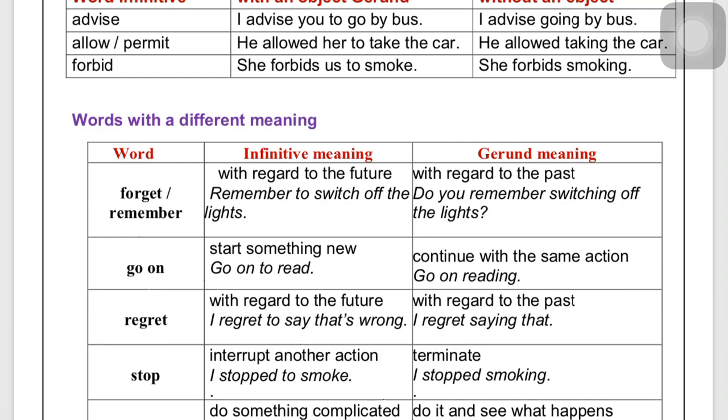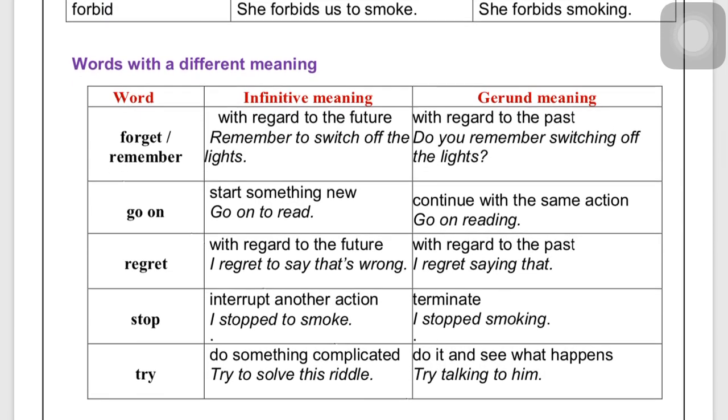Let's move to the verb stop. Stop means to interrupt another action, like I stopped to smoke. For example, I was walking in the street and I decided to stop to smoke. So I stopped to smoke. I stopped an action to smoke. But if I said I stopped smoking, it means I gave up smoking. I stopped smoking forever. I stopped the action. I finished it. This is stop.